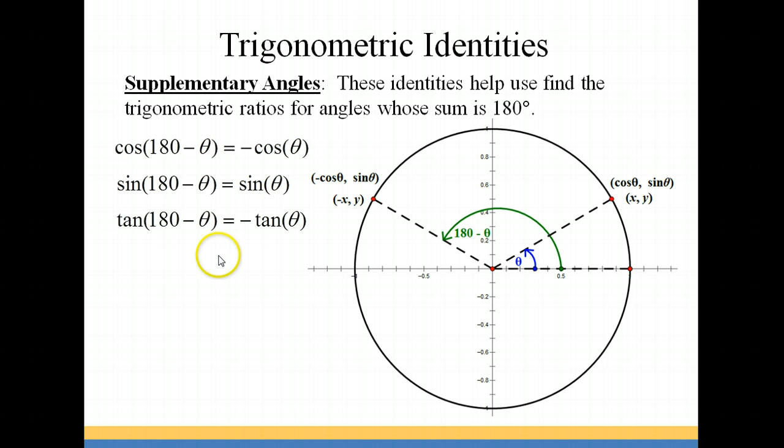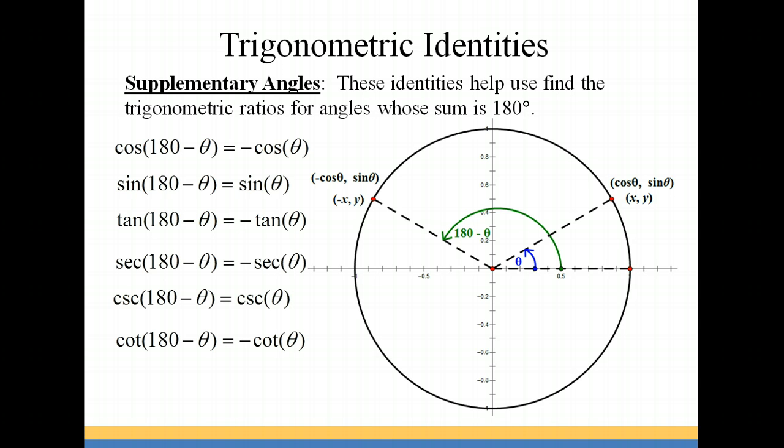And then to get the tan, we would divide the sine by the cosine, and we're going to get a negative this time. So the tan of 180 minus the angle is equal to the negative of the tan of the angle. Then all the reciprocals are going to work exactly the same as the original functions.